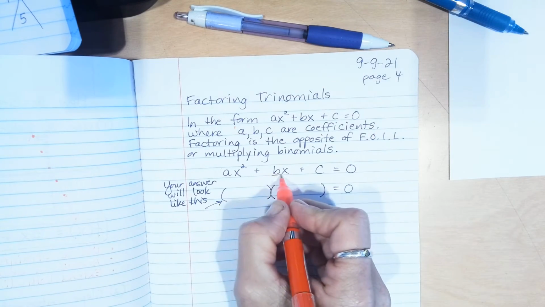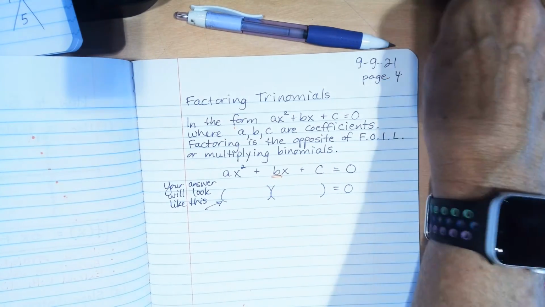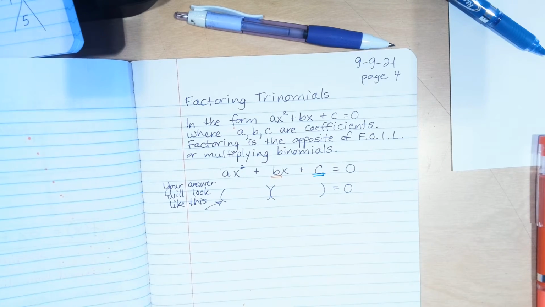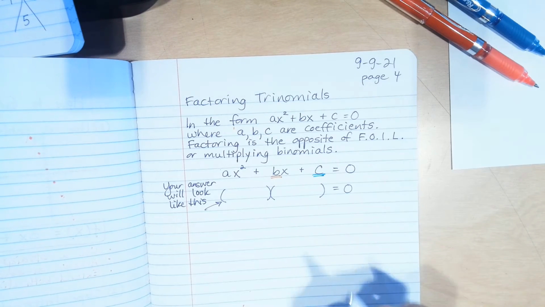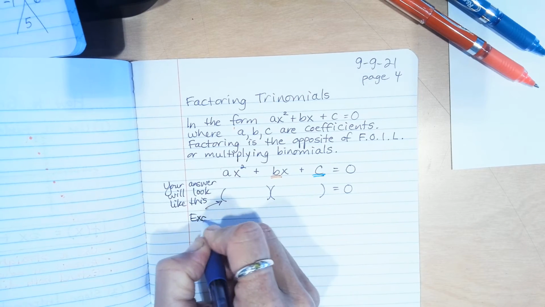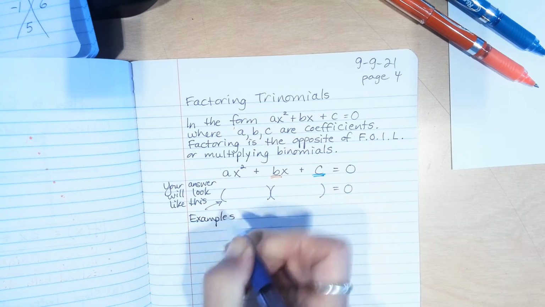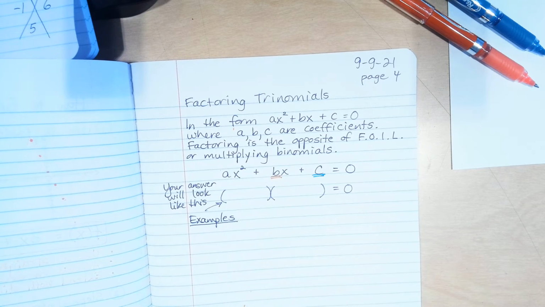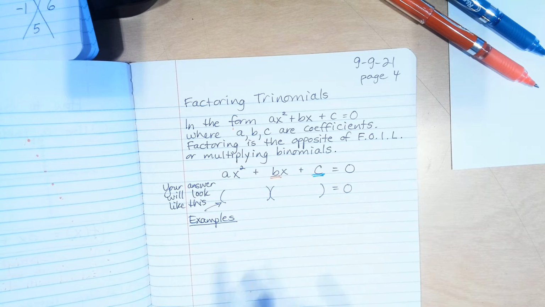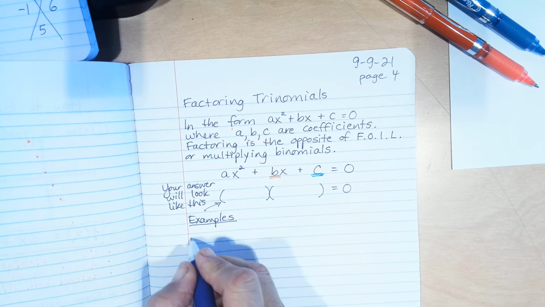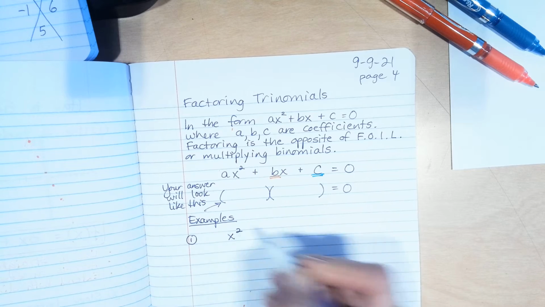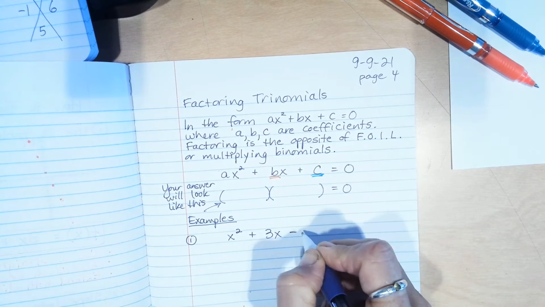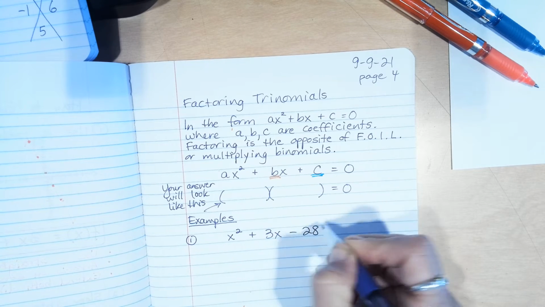I'm also going to do some color coding. So there's B, there's C. All of our examples will be where A is 1. So they're just plain old x squareds. So first example, x squared plus 3x minus 28.